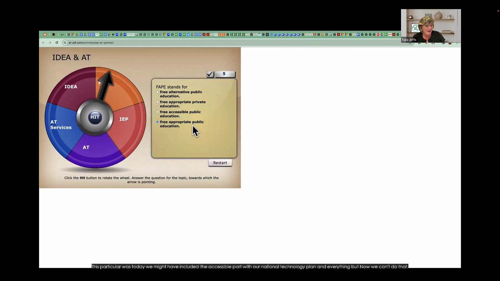If we rewrote this particular quiz today, we might have included the accessible part with our national technology plan and everything, but now we can't do that. So it truly is free and appropriate public education.